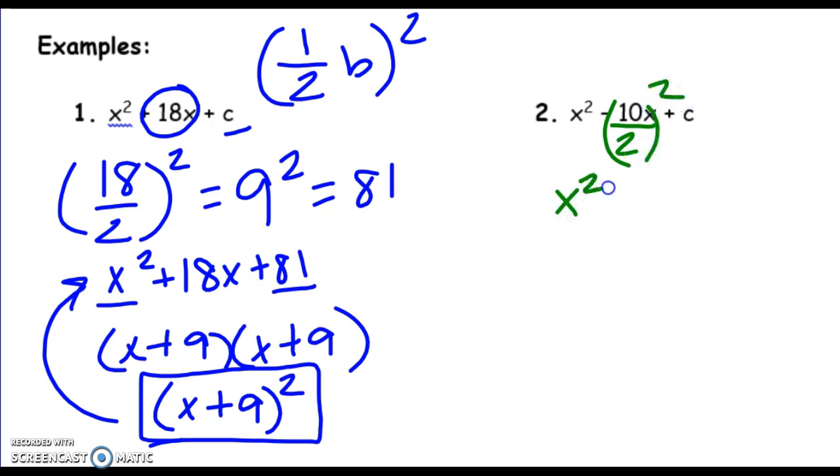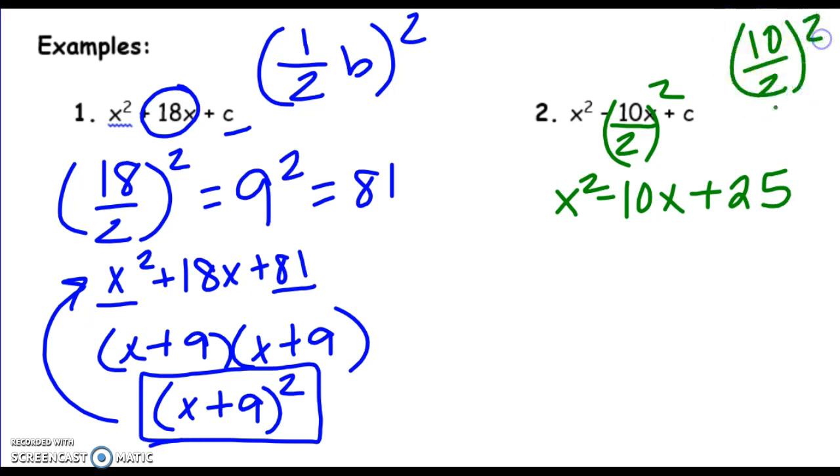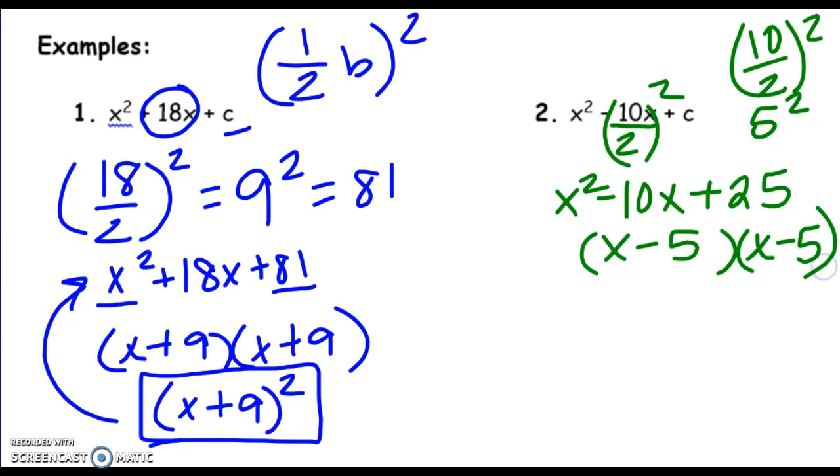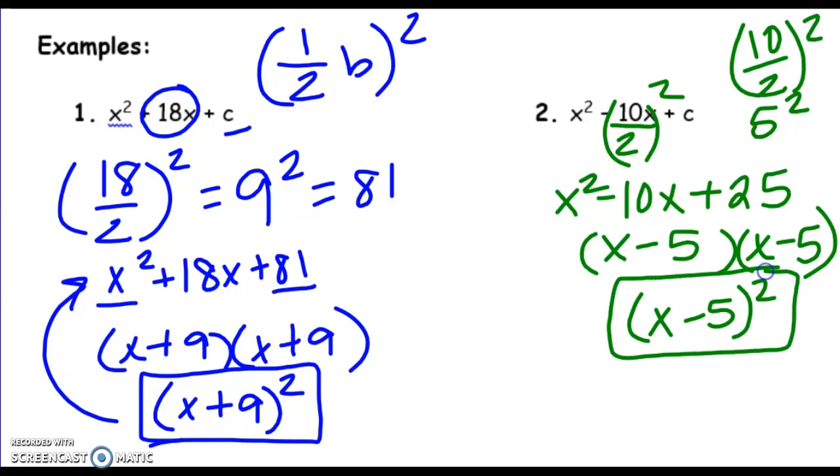So that would be x squared minus 10x. Since half of negative 10 is negative 5, squared, that's going to be plus 25. So again, I just took my 10 divided by 2 squared, which would be 5 squared, which is 25. To simplify that down more, that would be x minus 5 and x minus 5, which is x minus 5 squared, which is what we're looking for right now.